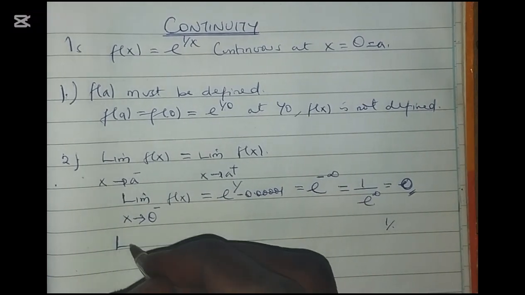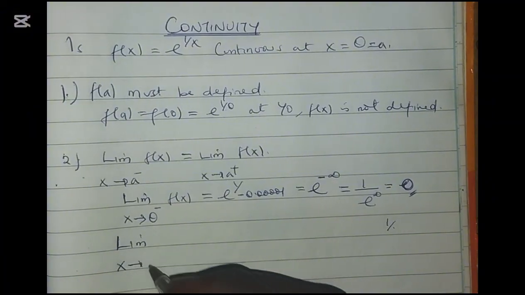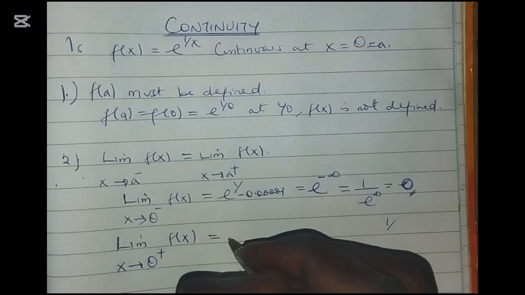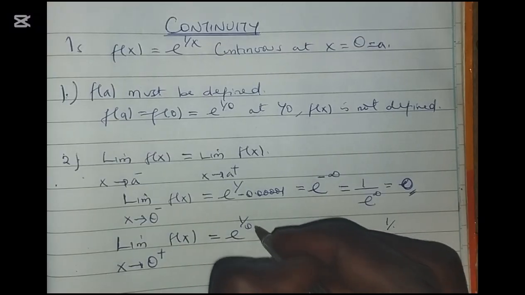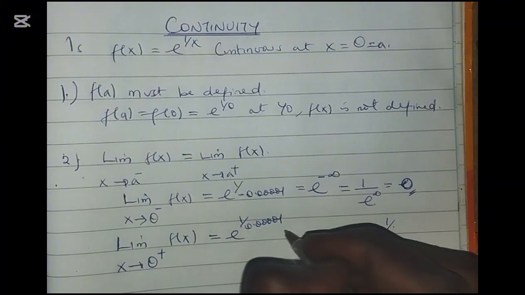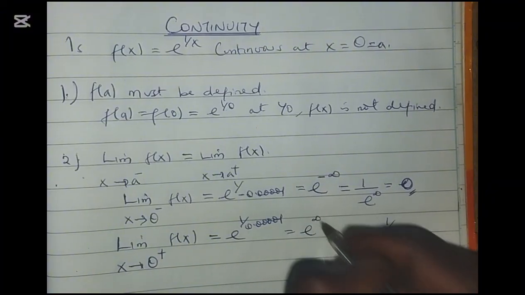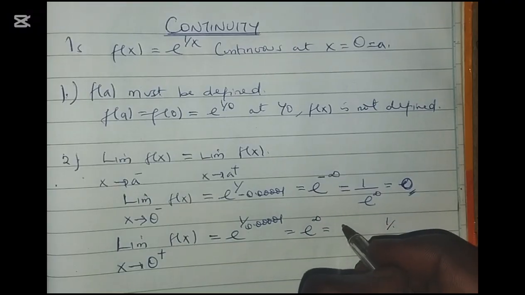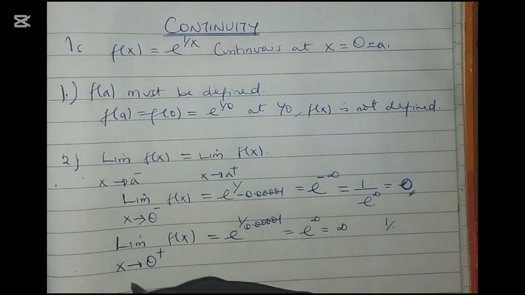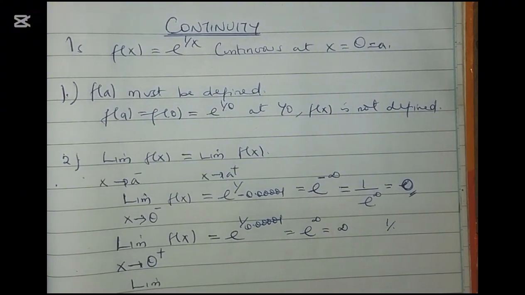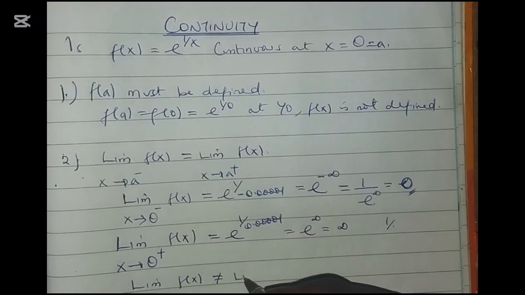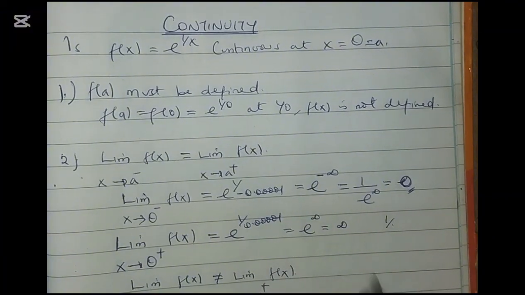The right hand limit says that the limit as x approaches 0 from the right of f of x is equal to e to the power of 1 divided by 0.00001, and this should approach infinity. A very large number raised to a very large number gives a very large number. You can see that the limit as x approaches a from the left of f of x does not match the limit as x approaches a from the right of f of x.